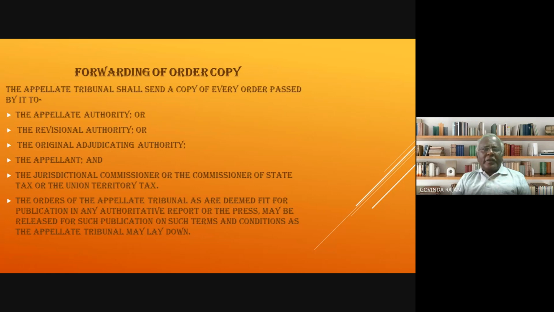Forwarding the order copy. So the order is ready, and definitely it should be served to the parties concerned. The order of the appellate tribunal shall be served to the first appellate authority or the revisional authority or original adjudicating authority, the appellant, the jurisdictional commissioner of state or central or union territory, etc.